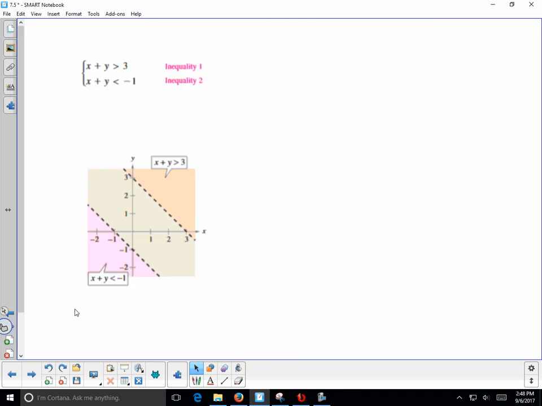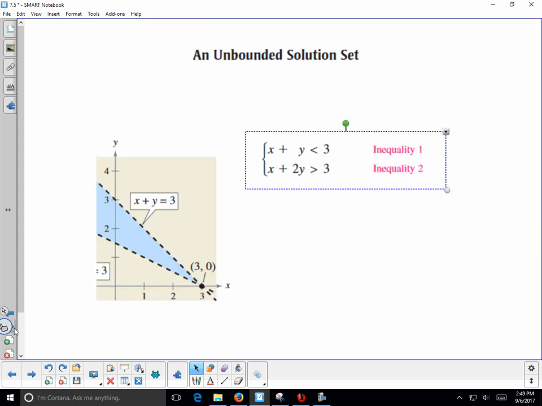Now here's an example of another one where I have two parallel lines, so I'm not going to have a solution. So it's just the same as before. The answer to the question is there's no solutions.